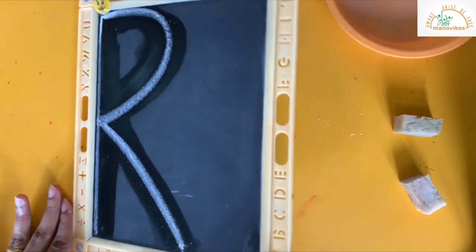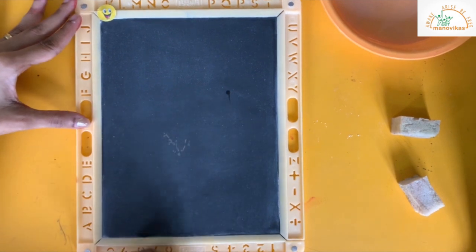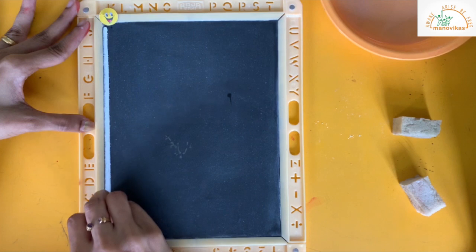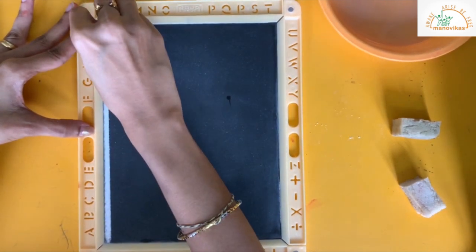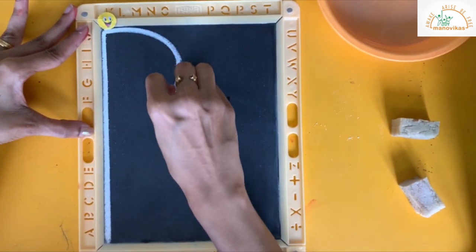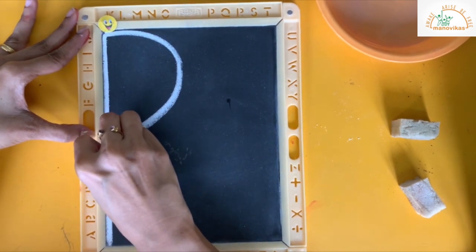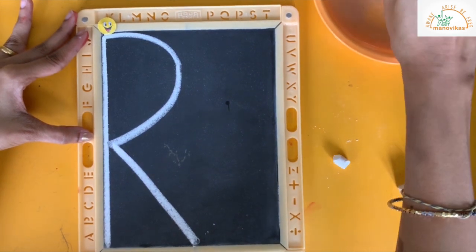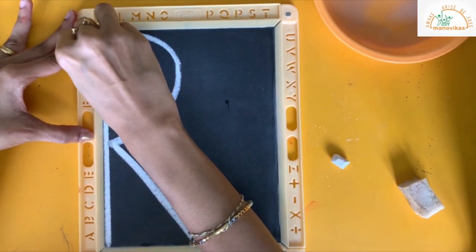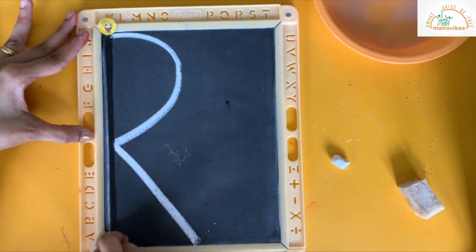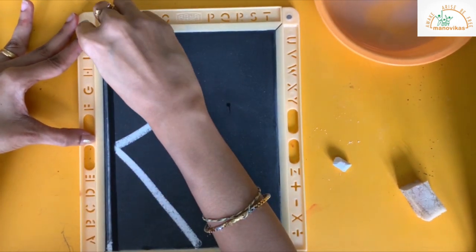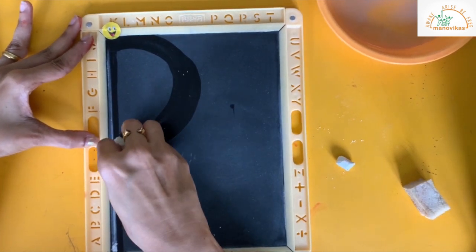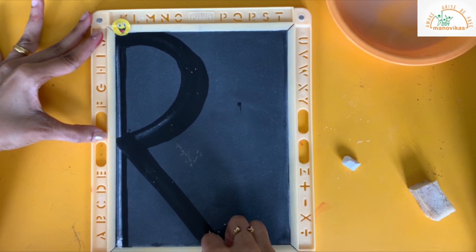Let's do it once more. Start at the top, big line down, jump back to the top, small curve to the middle, and a small line sliding down. Start at the top, big line down, jump back to the top, small curve to the middle, and a small line sliding down.